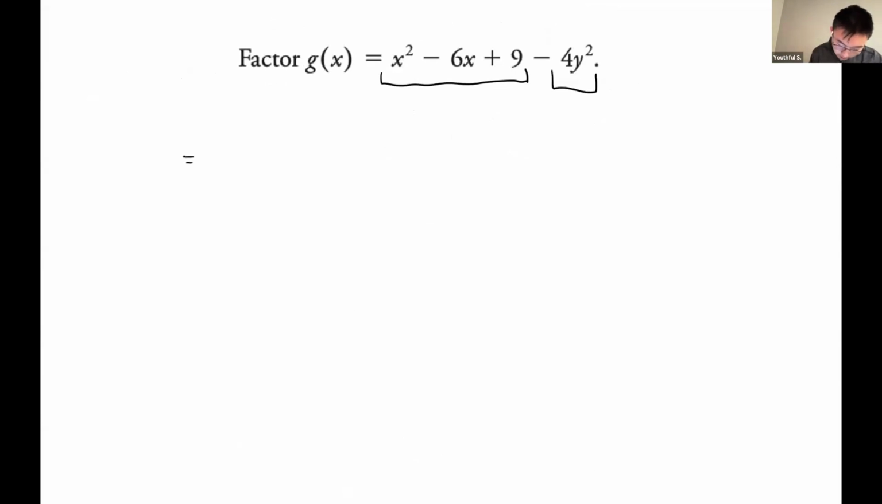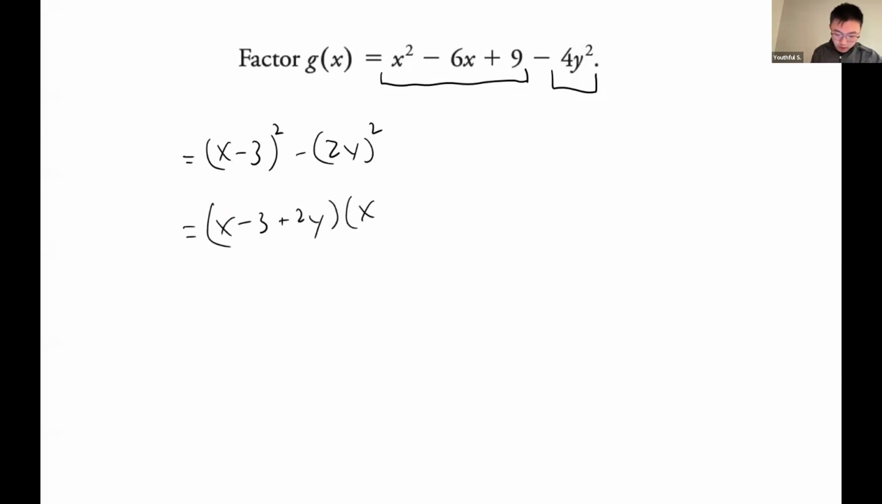And so if we factor the first part, the trinomial, we get x minus 3 squared, right? So it is a perfect square trinomial. The second part is 4y squared, which I already said is equal to 2y and then squared everything. So now we have a difference of squares. So we can just say x minus 3 plus 2y times x minus 3 minus 2y. So that's going to be factored.